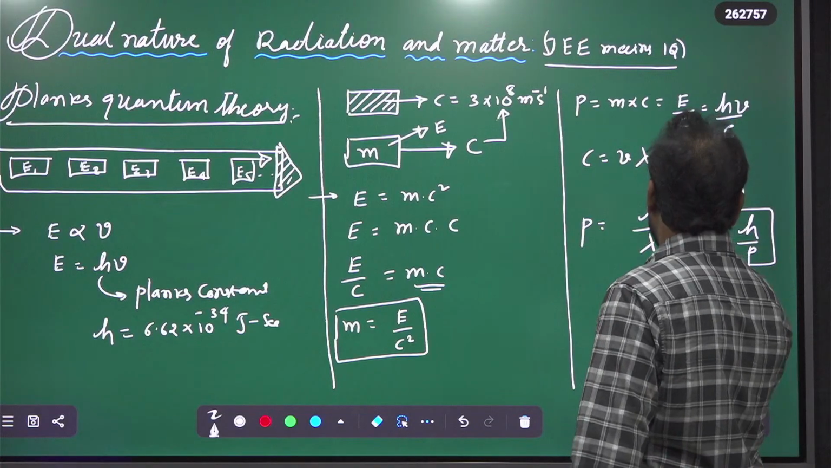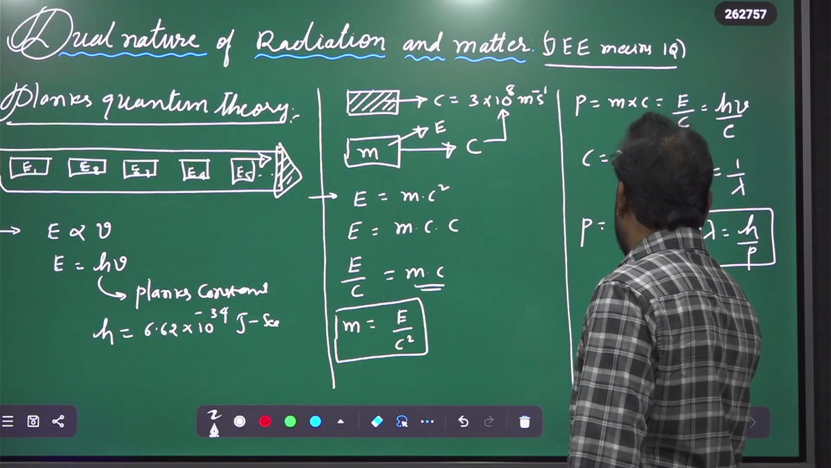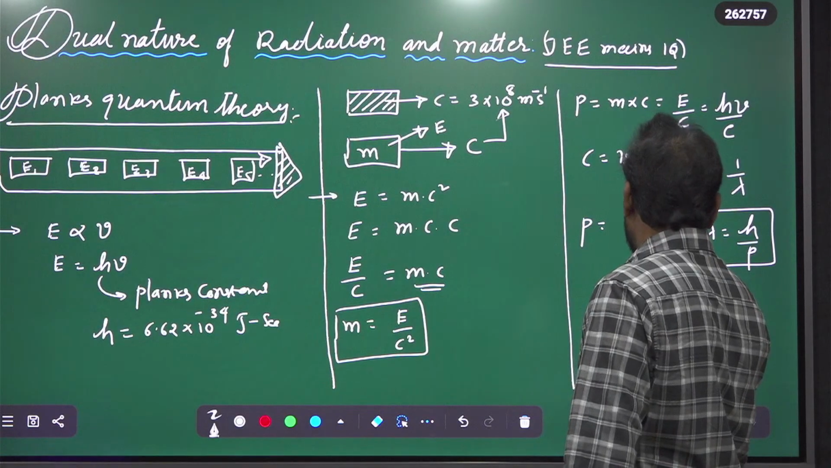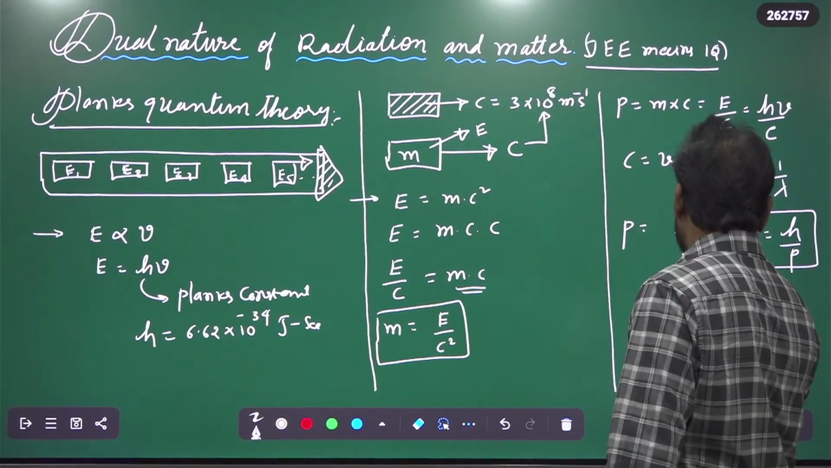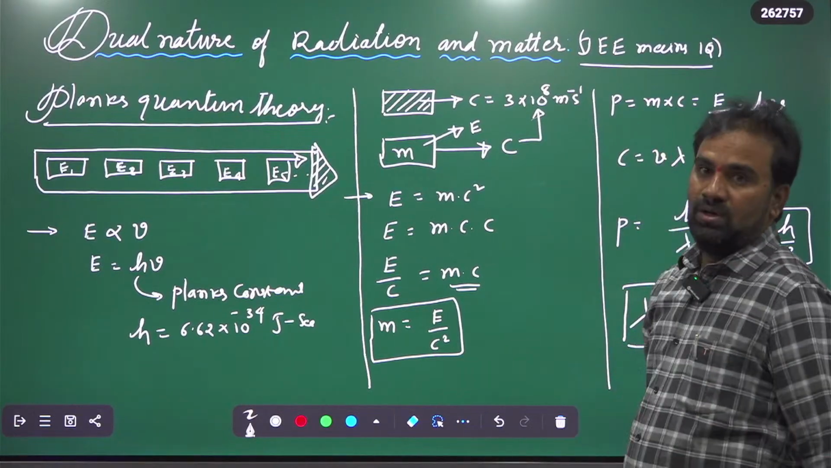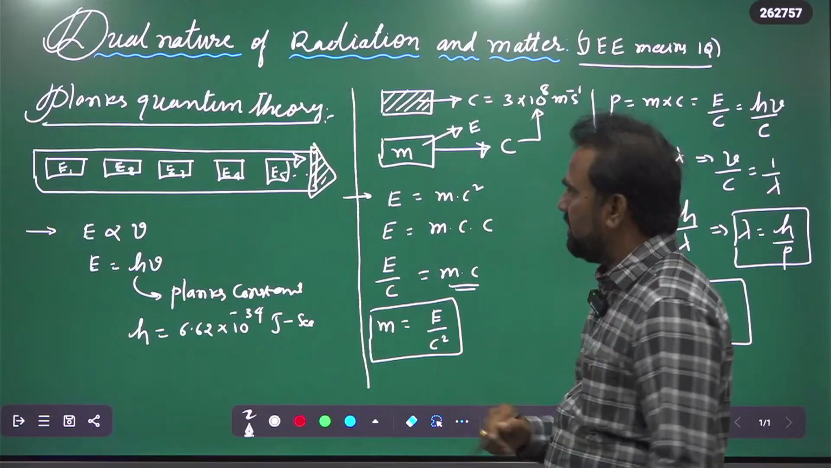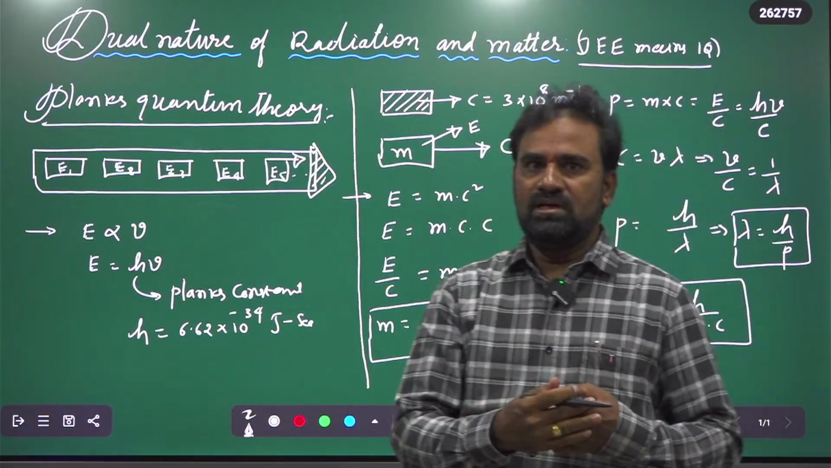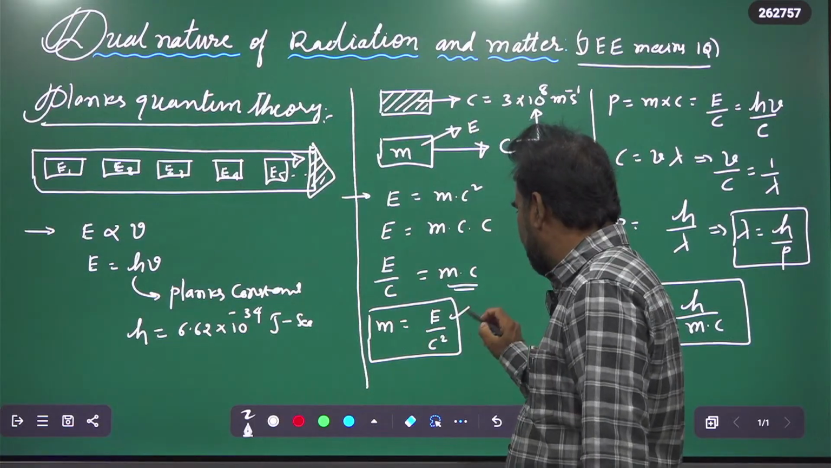This is called the wavelength of the photon. I am writing P in the form of momentum, so H upon M into C is called the wavelength of the photon. When a photon is traveling with a certain velocity, it can possess some amount of mass. So the mass of the photon is given by M is equal to E by C square.